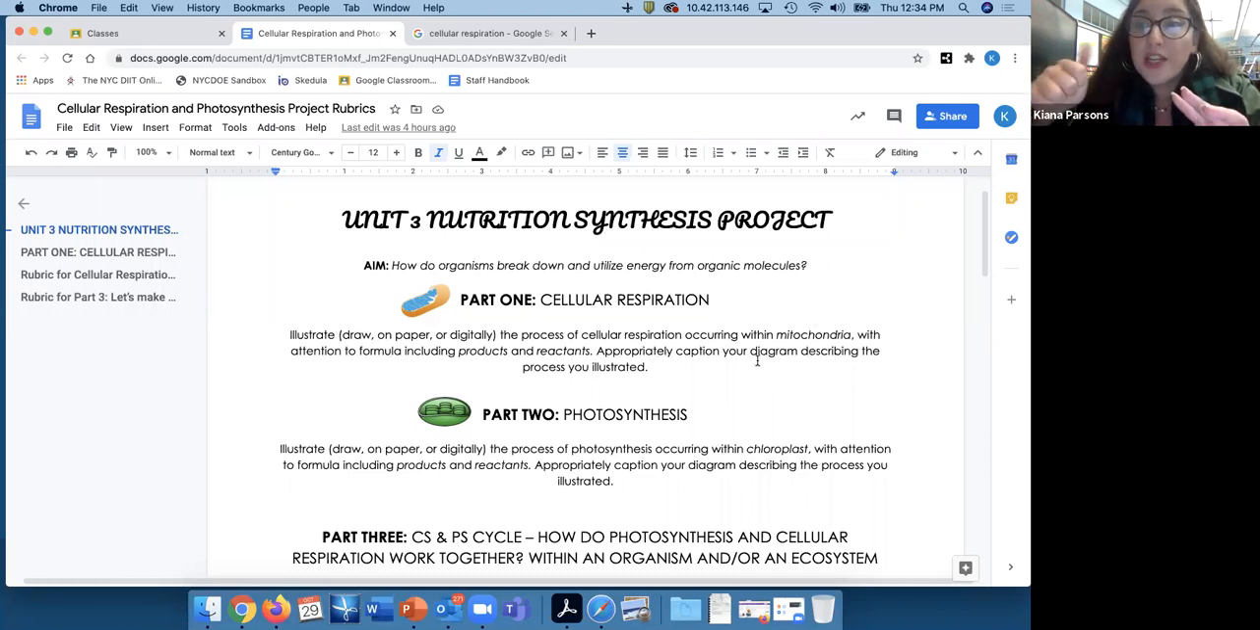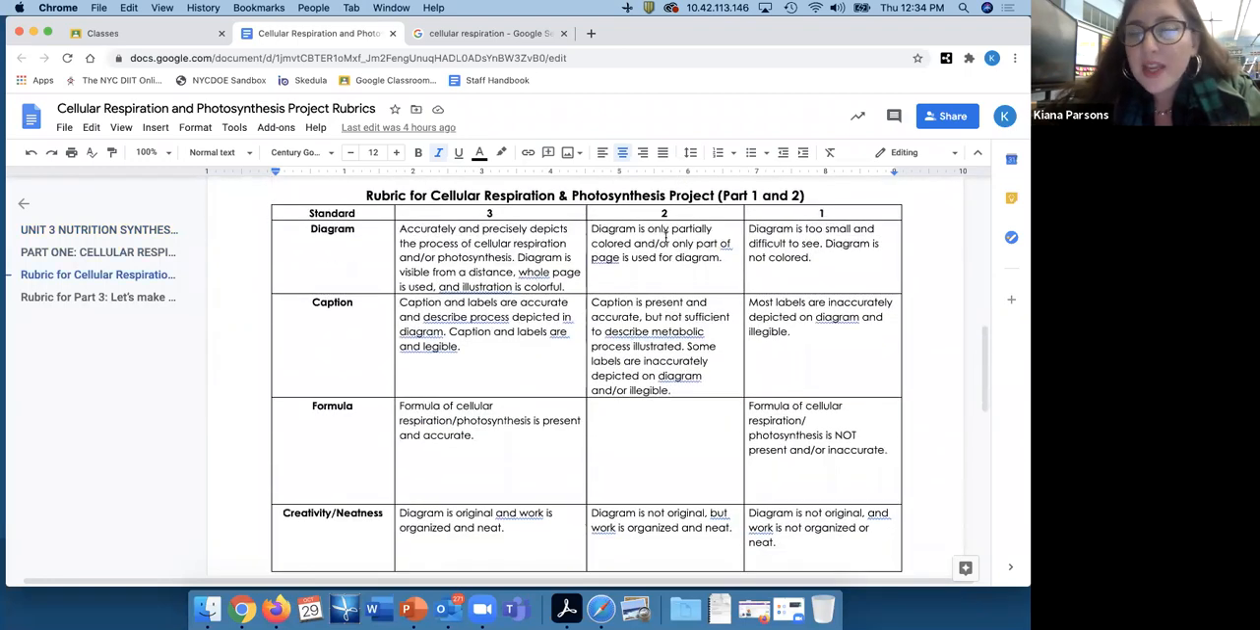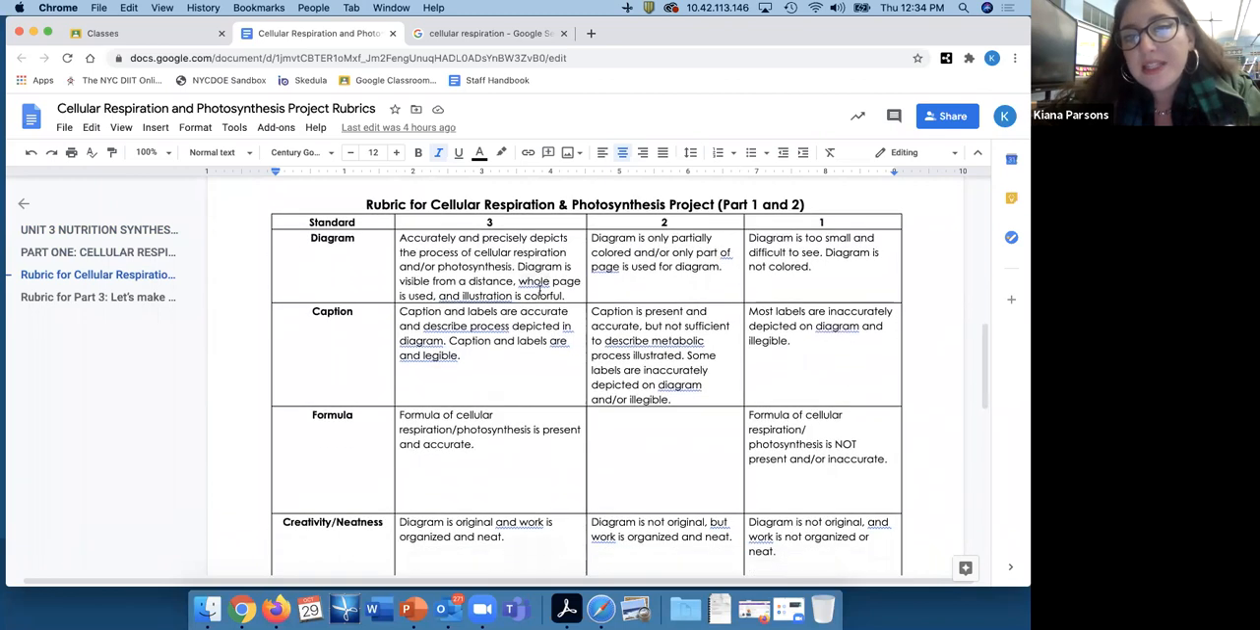But for Part 1, you are going to be illustrating the process of cellular respiration occurring within the mitochondria. So your illustration must depict the mitochondria with attention to the formula for cellular respiration, including the products and reactants and the direction of the products and the reactants, and appropriately caption your diagram describing the process you illustrated.